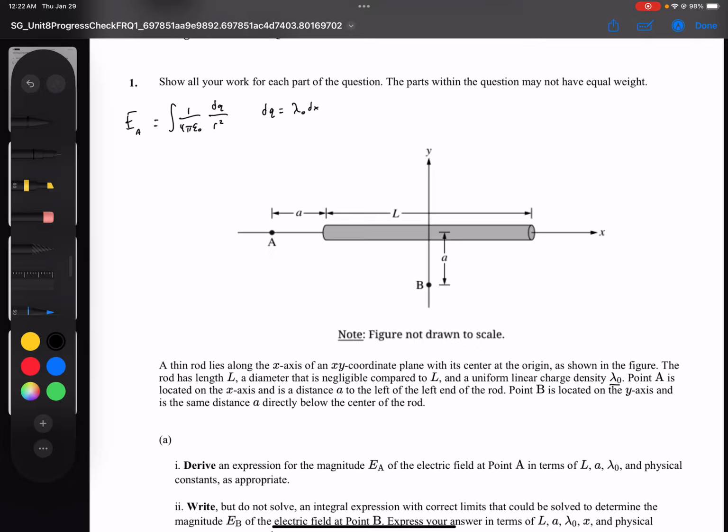Now the hard part is figuring out what our bounds of integration are. So what I'm going to do is integrate from this side of the rod all the way to this side of the rod. We're going to integrate from this coordinate, which lies at a position that's at negative x, and we're going to integrate all the way over here. So one thing I want to mention, why do we integrate from left to right? Why don't we do right to left?